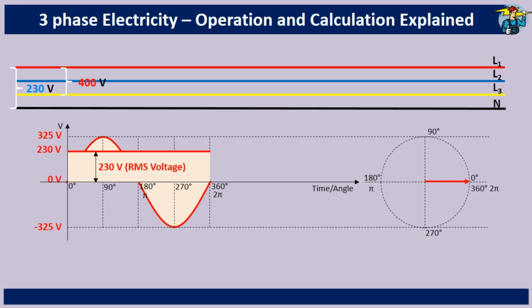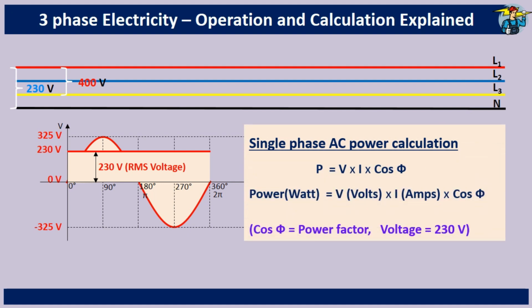The equation for single phase power is simple and is P equals V multiplied by I multiplied by cos phi, where P is the power in watts, typically listed on the machine's nameplate. V is the voltage, which is 230 volts for single phase power. I is the current, measured in amperes, which we may need to calculate using this equation based on the rated power in watts.